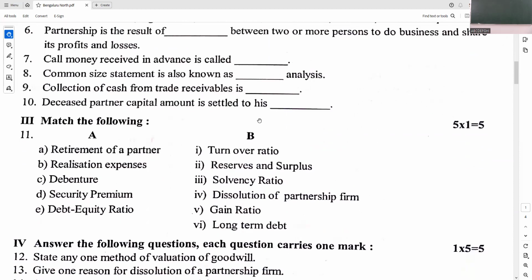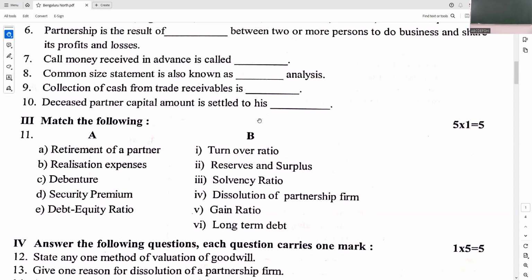Let's check the match the following. Retirement of partner, we come across gain ratio there. Realization expenses: see, realization expenses come into the picture when there is a dissolution of partnership. Debentures belong to the long-term debt category. Securities premium will be shown under the head reserves and surplus.